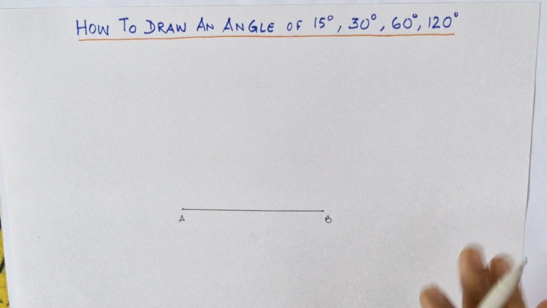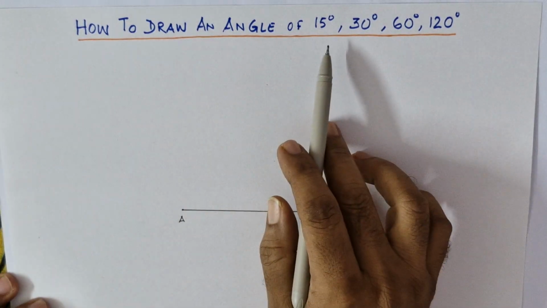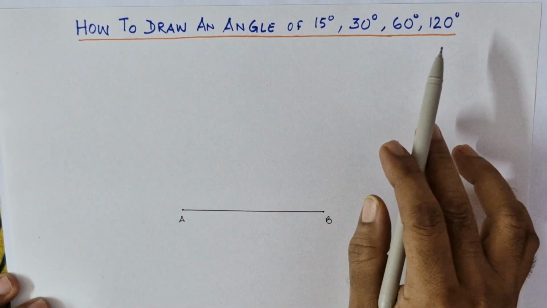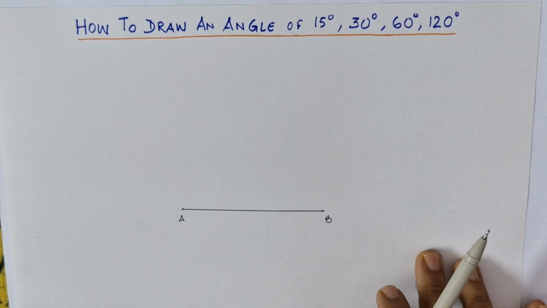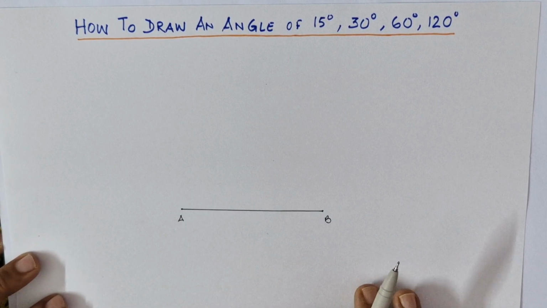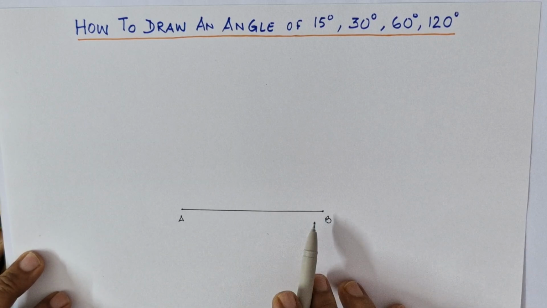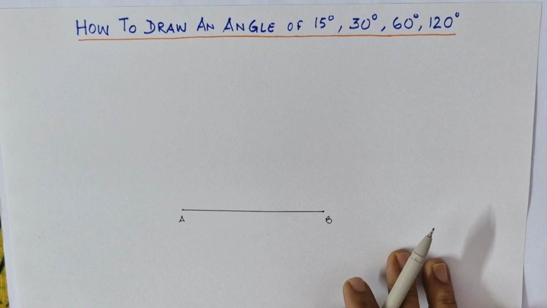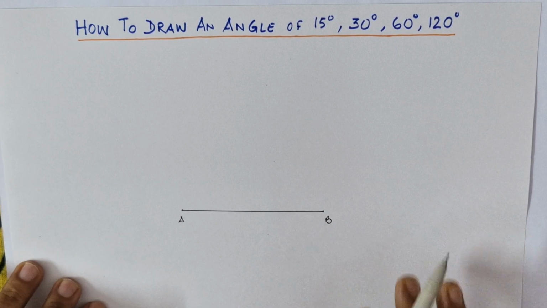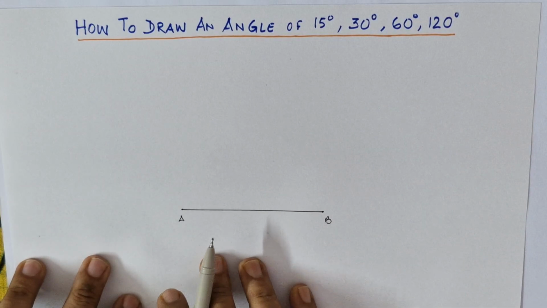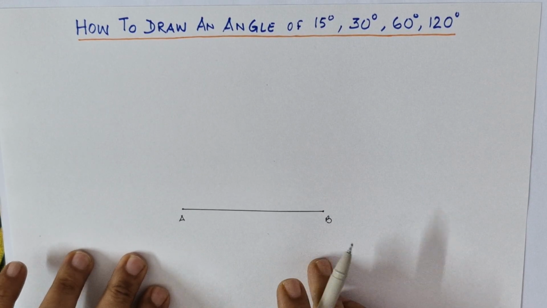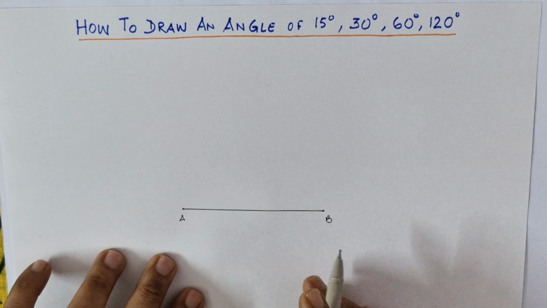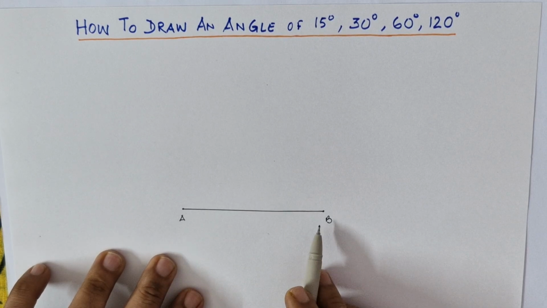Today's topic is how to draw an angle of 15 degree, 30 degree, 60 degree and 120 degree with your compass. So to do that we need a line segment. I have already drawn a line segment. You can take whatever is given in the question, or to practice you can take a line segment of any length. In my case I have drawn a line segment of 8 centimeter and named it as AB.